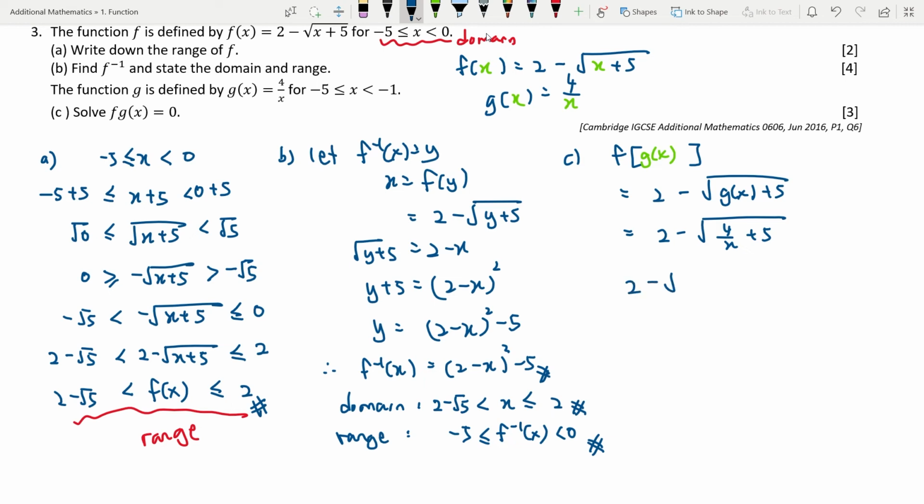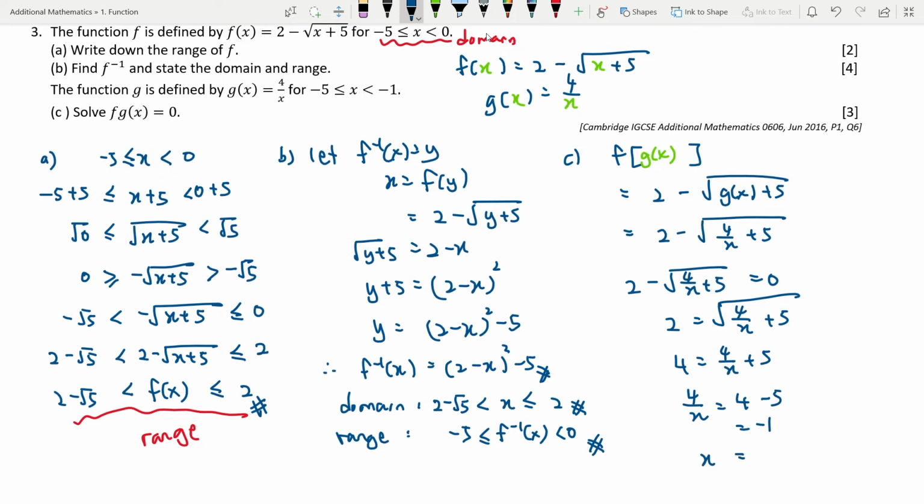So 2 minus square root 4 over x plus 5 equal to 0. 2 equal to square root 4 over x plus 5. Square both sides. 4 equal to 4 over x plus 5. 4 over x equal to 4 minus 5, which is negative 1. And then we have x equal to 4 divided by negative 1, which is negative 4.